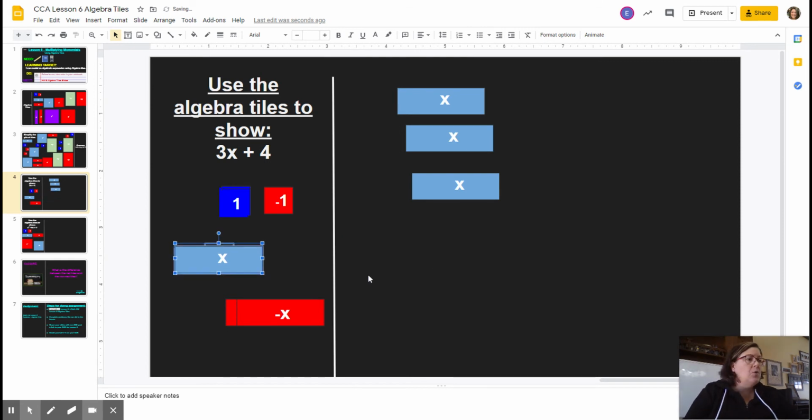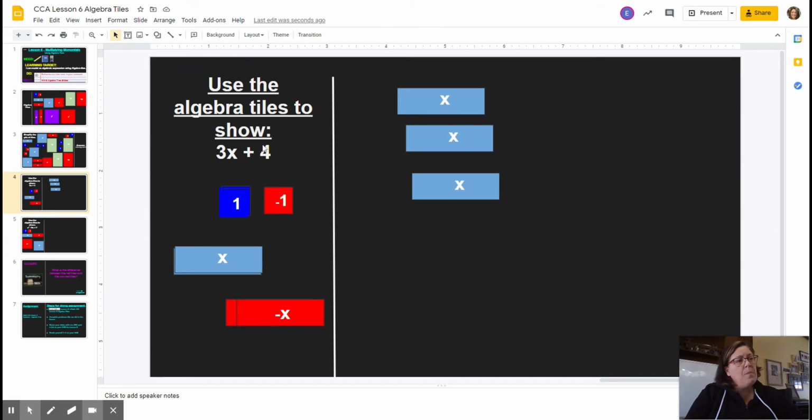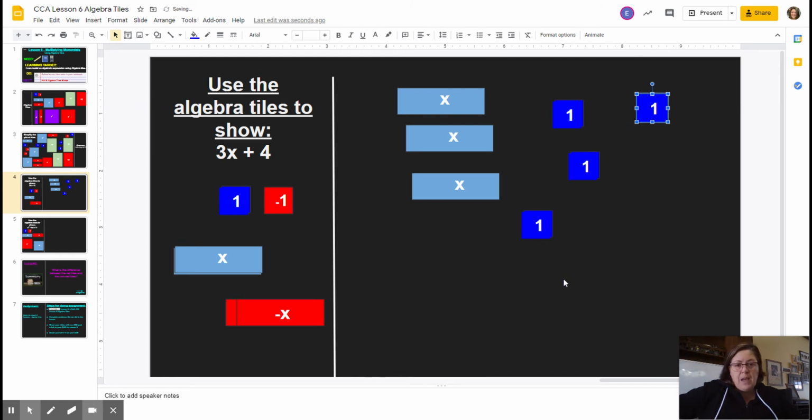All right, let me put those two back because I need to show 3x and then plus 4. So here's my 3x's, right? 3 x's in a stack. And then for 4, I need 4 positives. So I'm going to do the same thing with these blue tiles, and I'm literally just dragging and dropping them onto the mat. That's it. So I'm going to use algebra tiles to show an algebraic expression.